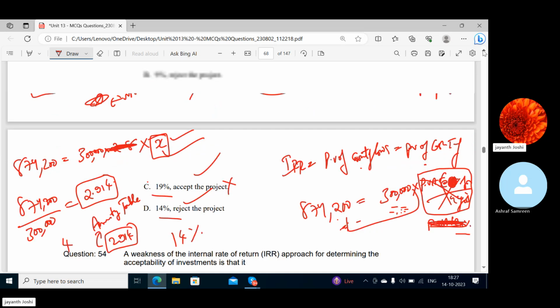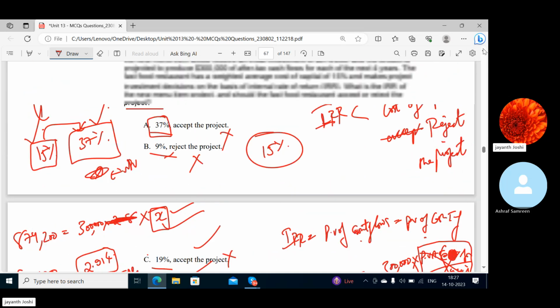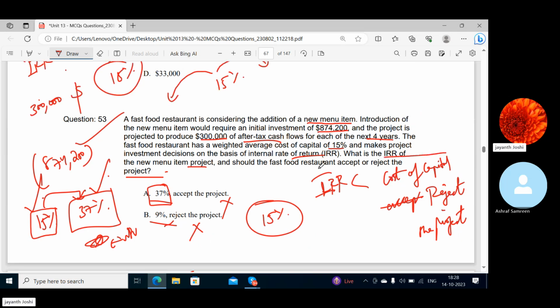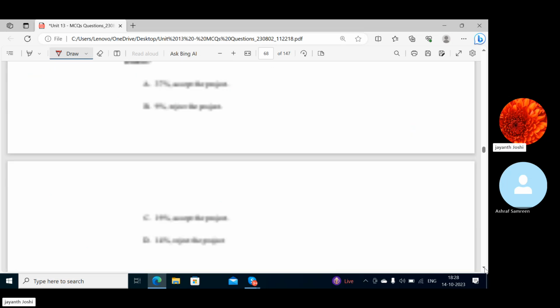But I shall reject. Why? The rule is, if your IRR is less than the cost of capital, I reject. Here the IRR is 14% and the cost of capital is 15%, so IRR is less than cost of capital. So I'll reject. Done, this is my answer. Next.